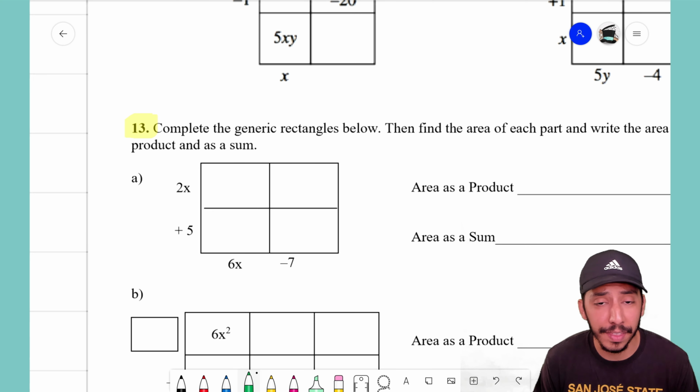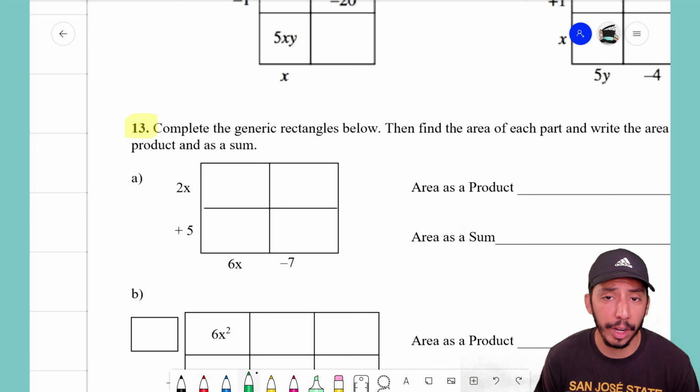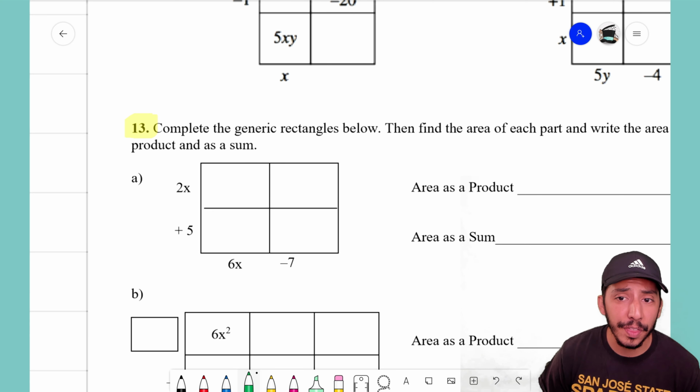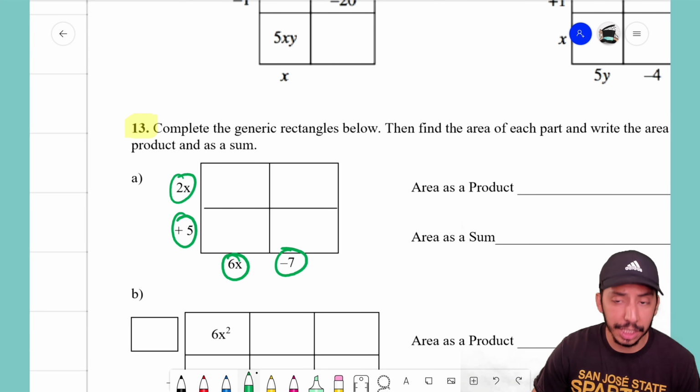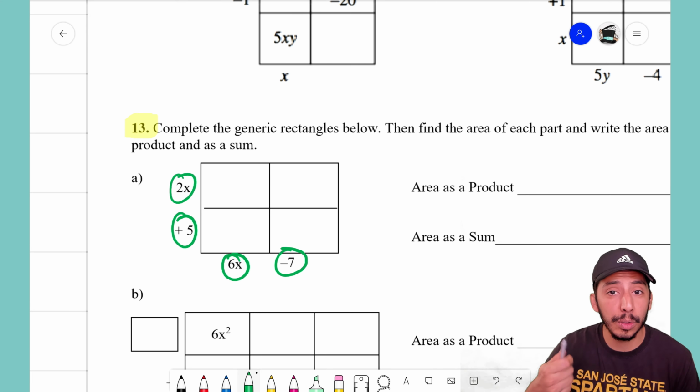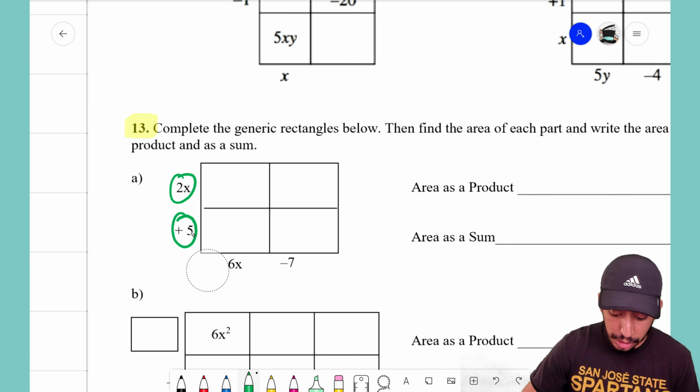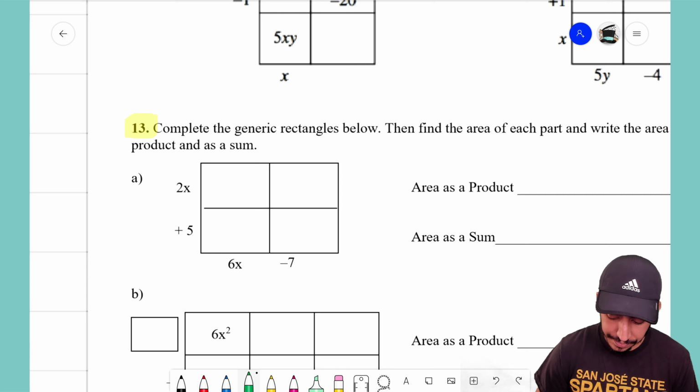Again, everything in this review guide in some way or form is on the final. This question looks very similar to an actual final question. The only difference is that these numbers on the side are going to be changed. So as long as you know how to do the process, you'll be totally good with this.